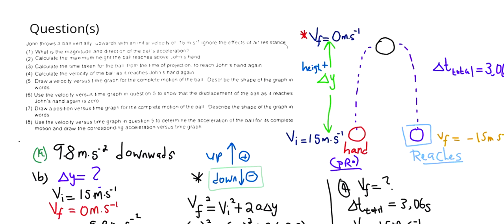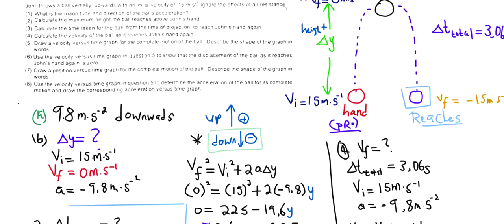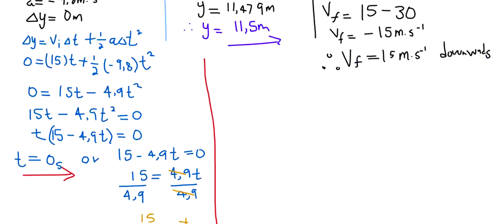And then after that, they're saying number 5, draw a velocity versus time graph for the complete motion of the ball. When they're saying draw the velocity time graph for the complete motion of the ball, describe the shape of the graph in words. So this is how I'm going to try to draw it here. Here we are having number 5. We want to get the velocity time graph.